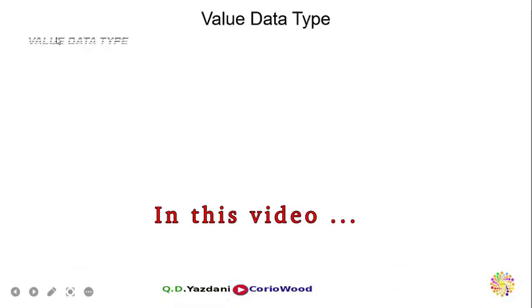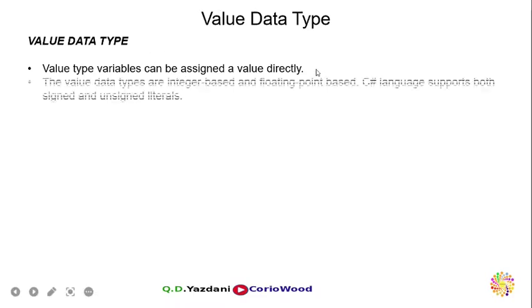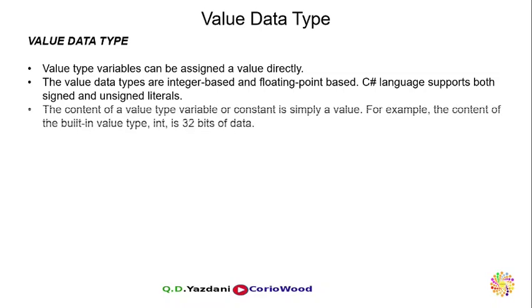Alright, so we're going to see the value data types. What are the value data types? Value data type, or you can simply say value type. Keep in mind the value type or value data type is the same. So we just want to make it shorter. Most of the time you're going to see that in C# as just a value type. Value types are variables that can be assigned a value directly. The value data types are integer-based and floating-based types. So the C# language supports both signed and unsigned literals.